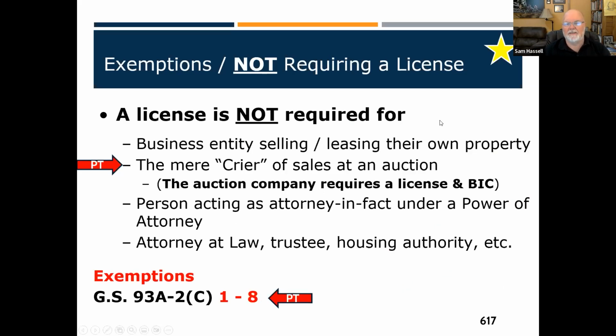Okay, a license is still not required for a business entity selling or leasing their own property. This is what we talked about earlier, right? You're selling your own property, you don't need a license. The mere crier of the sales at an auction, we talked about this. The auctioneer has to have one. The auction house has to have a company license, okay? But the person who's just doing the crying does not, right?